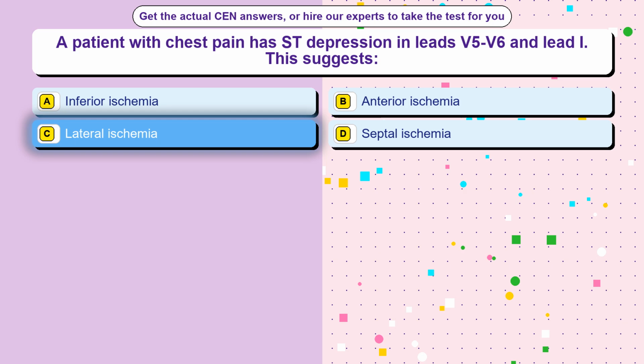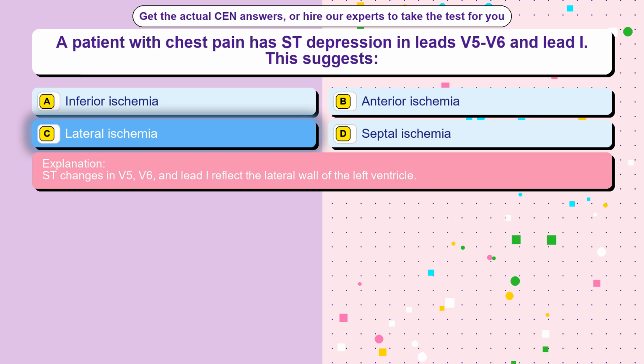The correct answer is option C. Lateral ischemia. ST changes in V5, V6 and lead I reflect the lateral wall of the left ventricle.